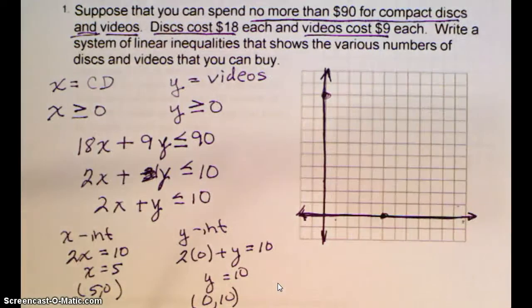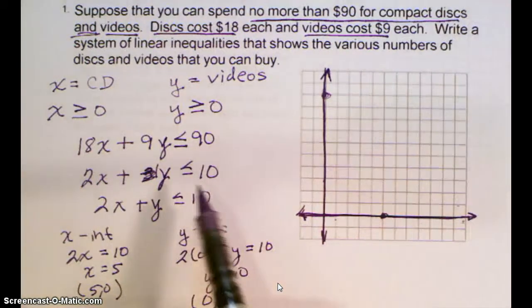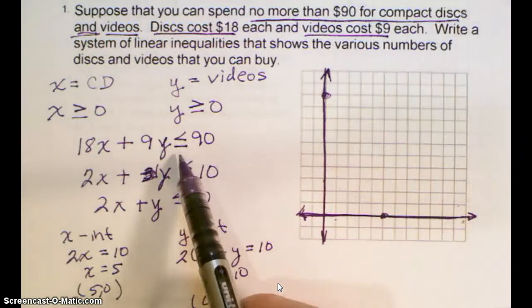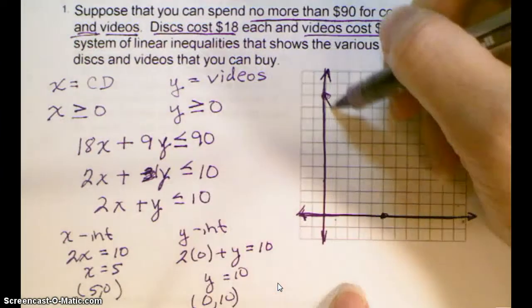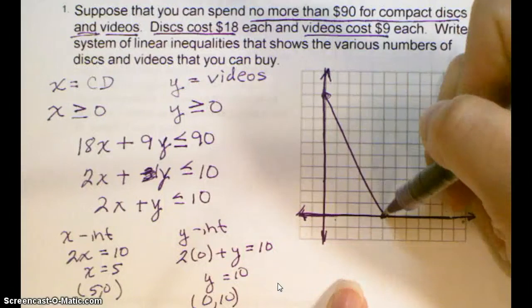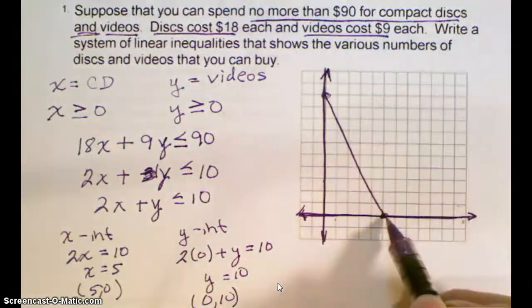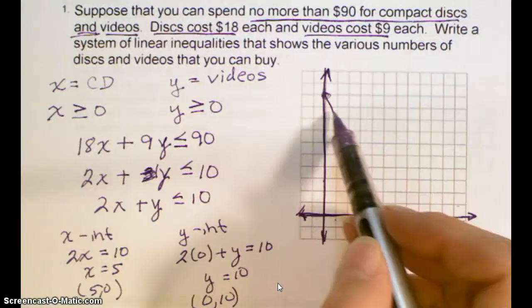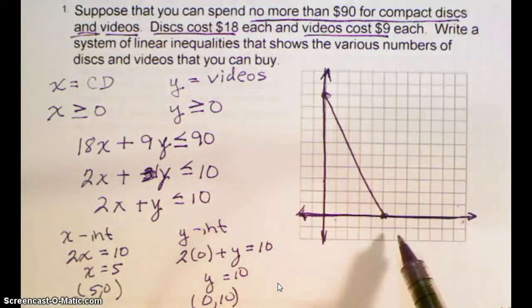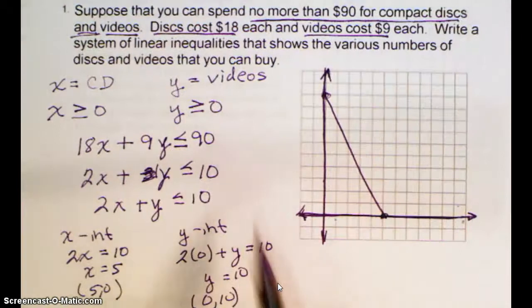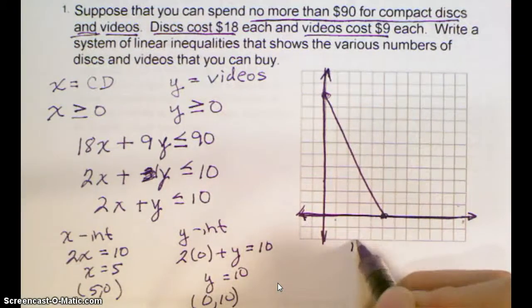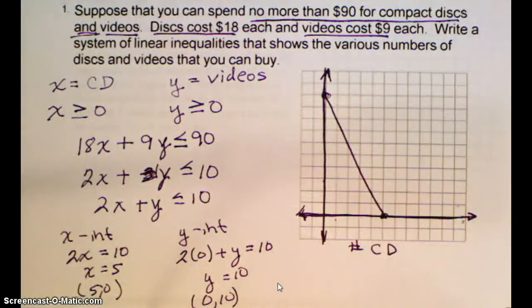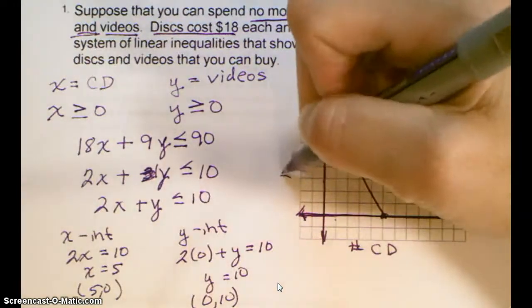Okay. Now, look at the inequality. It's also including, so that's going to be a solid line. And I'm not going to have the arrows because I cannot have negative CDs or videos. Now before I do my shading, I'm going to go ahead and label my axes. So x was the number of CDs, and y is going to be the number of videos.